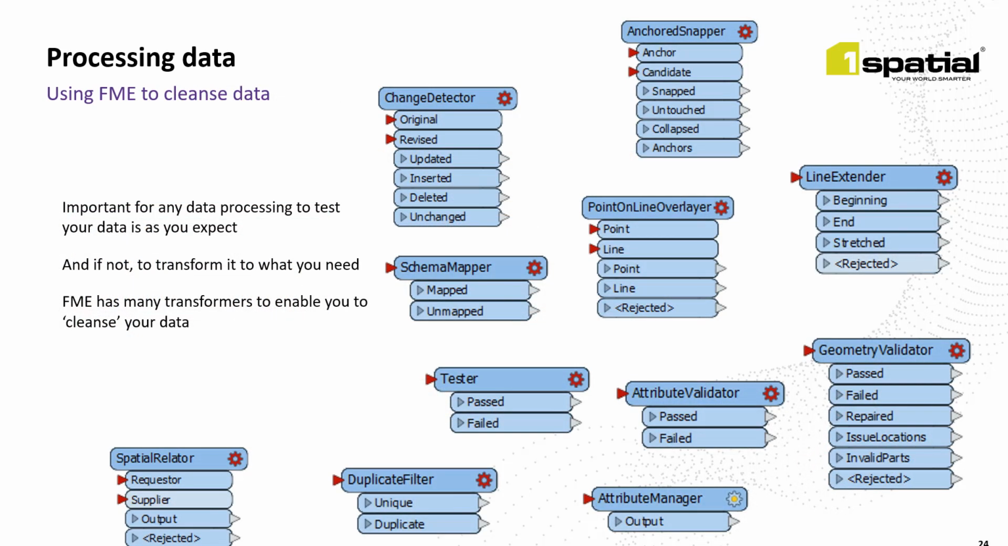And an important point, I think, often the data we're processing is not perfect, and that's just the reality. So we often need to test that our data is structured as we expect, and if not, then transform it to what we need, cleanse it. So you can build workflows in FME to do just that. So some pre-processing, if you like. I've highlighted just a few transformers that you might want to take a look at depending on your data.